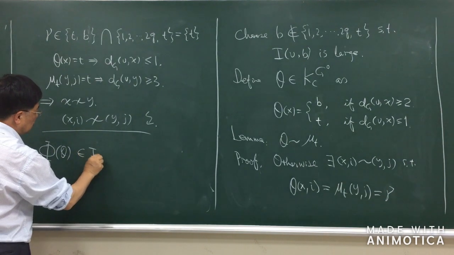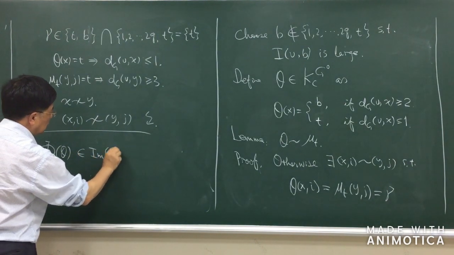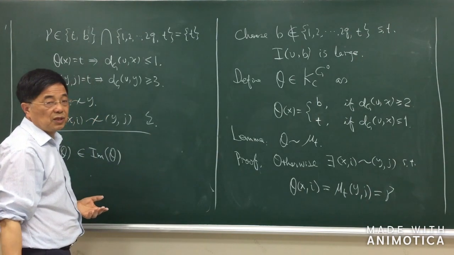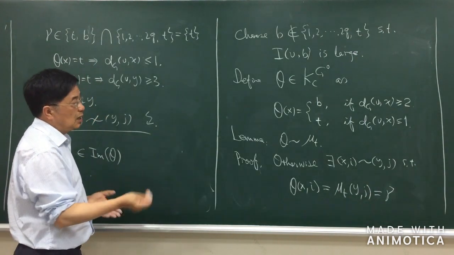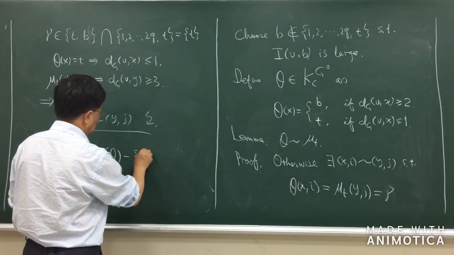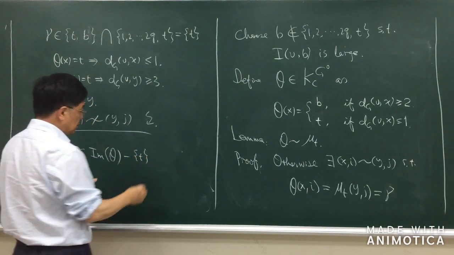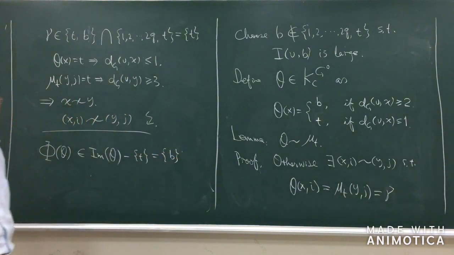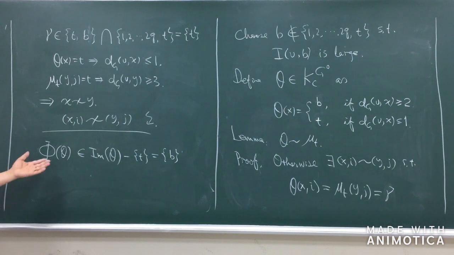And therefore you look at phi theta, it should be in the image of theta, but it cannot be the color of mu t. And the mu t is colored by t. Right? So it cannot be t. The image is only b or t, so it cannot be t, it's b. So phi theta equals b.